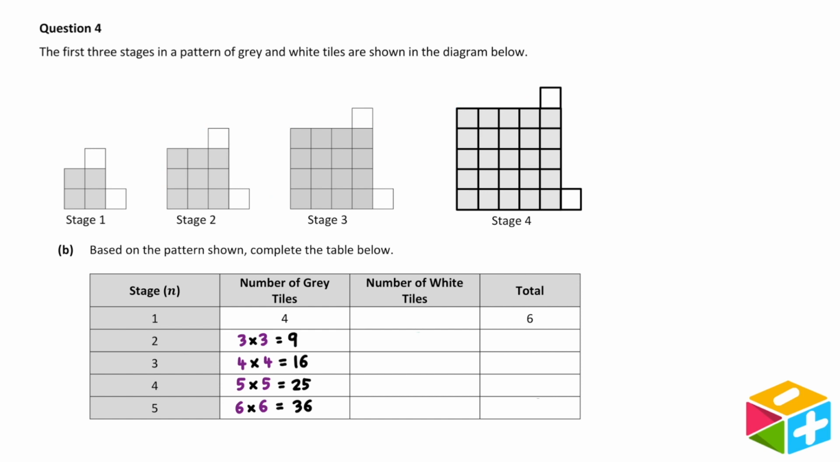Focusing on the number of white tiles, we can observe that each stage has exactly 2 white tiles, one jutting out from the bottom right and one jutting out from the top right. So we'll have 2 white tiles in each of our stages. To find the total number of tiles, we just need to add together the number of grey tiles to the number of white tiles. 9 plus 2 is 11, 16 plus 2 is 18, 25 plus 2 is 27, and 36 plus 2 is 38.